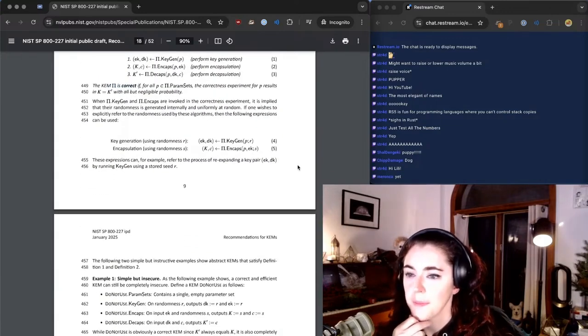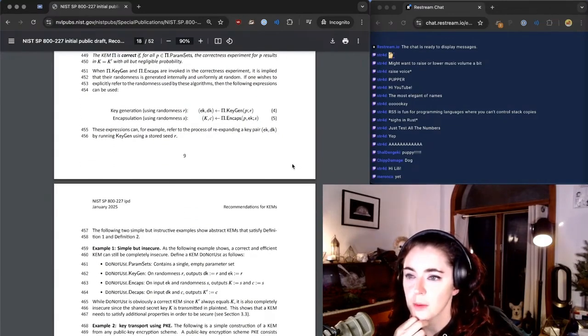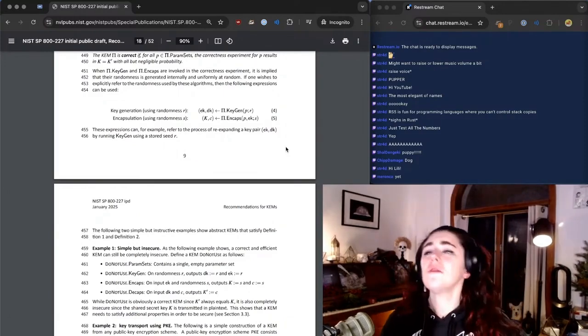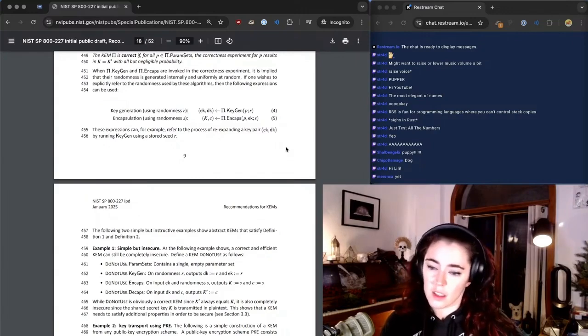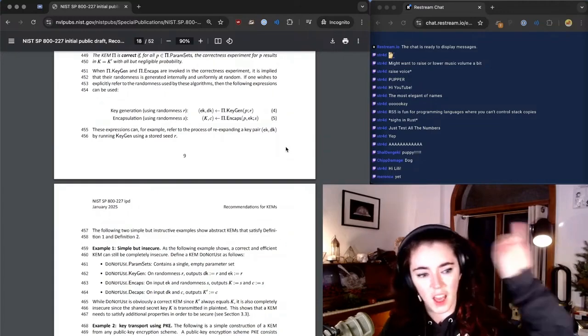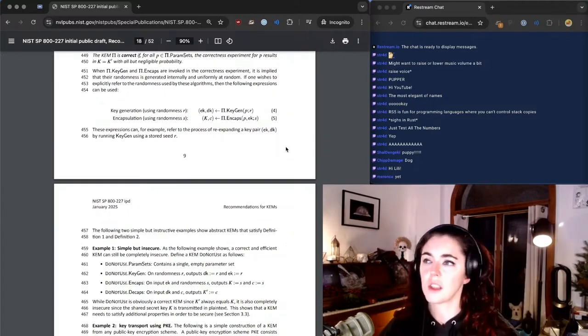Indeed. When keygen and encaps are invoked in the correctness experiment, it is implied that the randomness is generated internally and uniformly at random. If one wishes to explicitly refer to the randomness used by the algorithms, these expressions can be used. I don't know. If I were authoring this document, I wouldn't do this. But yeah, if you're trying to model it, you kind of have to have your randomness explicit in the thing.